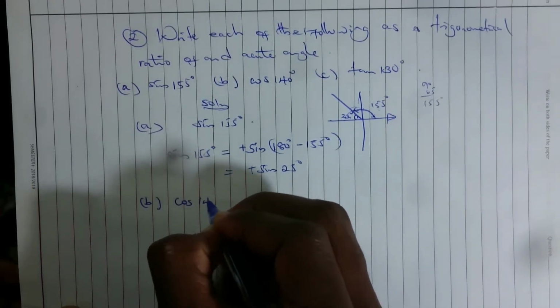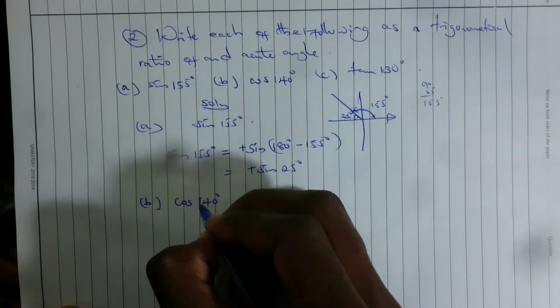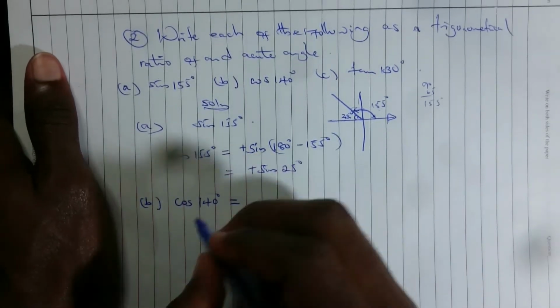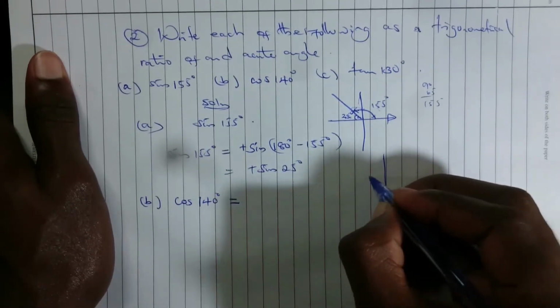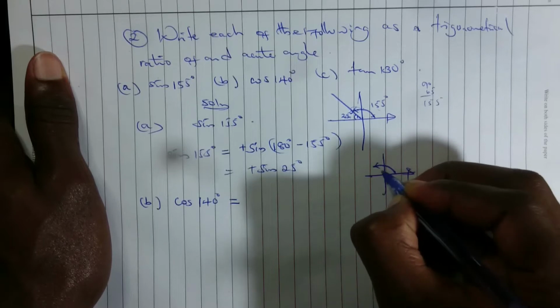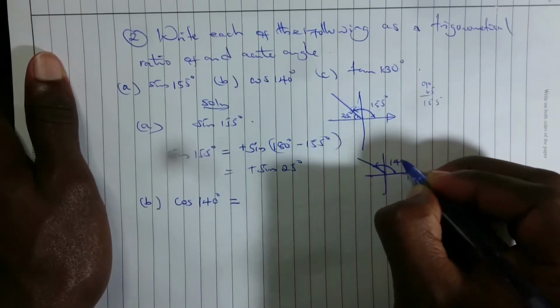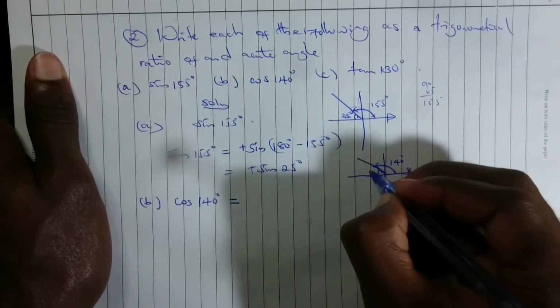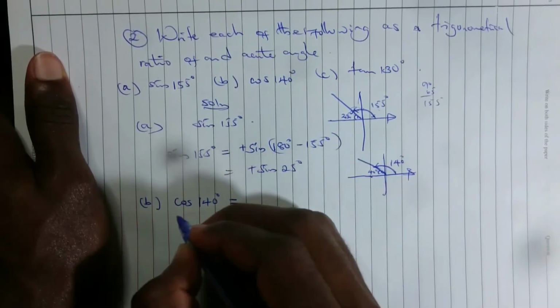Cos of 140 degrees, which is still going to enter into that quadrant there. So we have measured 140 degrees, so this angle will be 180 minus 140, which is actually 40 degrees. So it's going to be here.